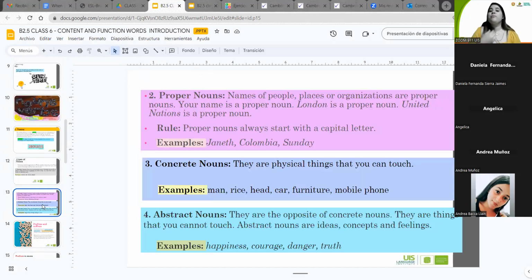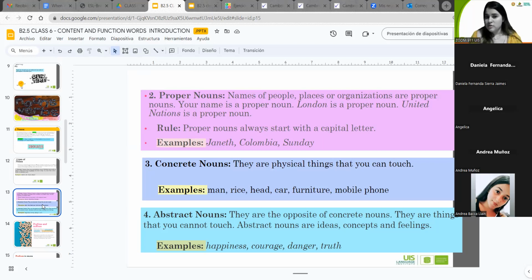Let's move over here. Proper nouns. Proper nouns are names of people, places, or organizations. Your name is a proper noun. London is a proper noun. Bucaramanga, Colombia, Bogotá. In English, there is a rule that proper nouns always start with a capital letter. Examples: Janet, Colombia, Sunday. You already know this, like days of the week always start with capital letters.